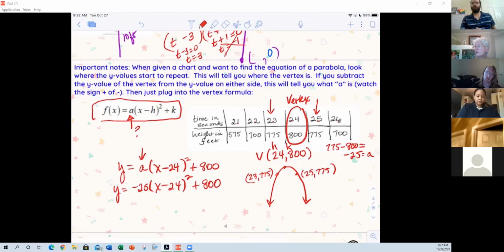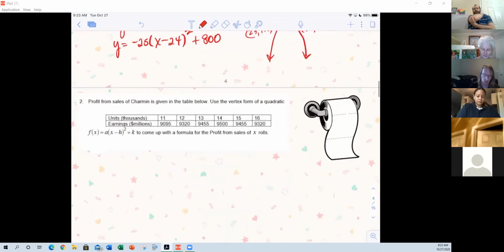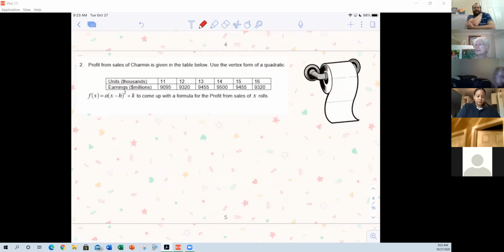So now I want y'all to try one. This is Charmin. Profit from sales of Charmin is given in the table below. Use the vertex form of a quadratic, which is f of x equals a times x minus h squared plus k, to come up with a formula for the profit from sales of x rolls. Don't let all the verbiage scare you. You're given the formula I want you to use, and you're given a set of data.